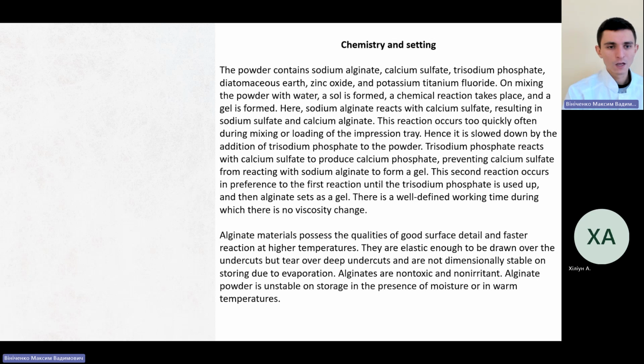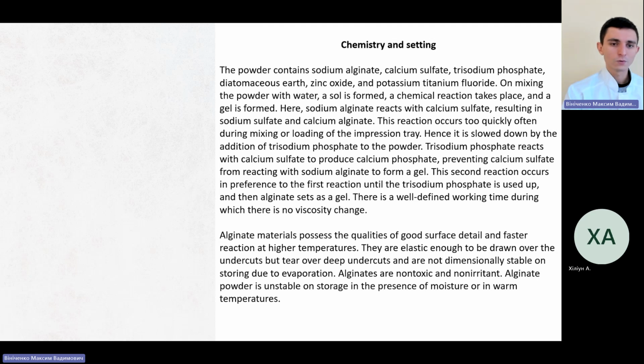Chemistry and setting. The powder contains sodium alginate, calcium sulfate, trisodium phosphate, diatomaceous earth, zinc oxide, and potassium titanium fluoride. While mixing the powder with water, a sol is formed. A chemical reaction takes place and a gel is formed. Here, sodium alginate reacts with calcium sulfate, resulting in sodium sulfate and calcium alginate.